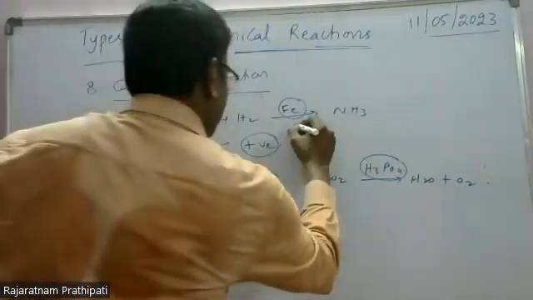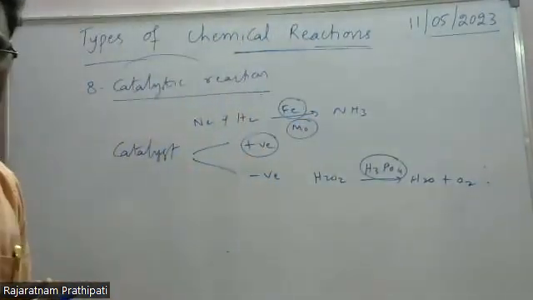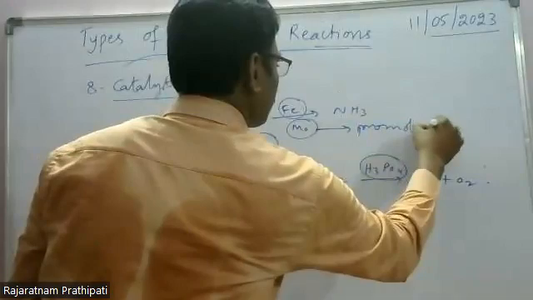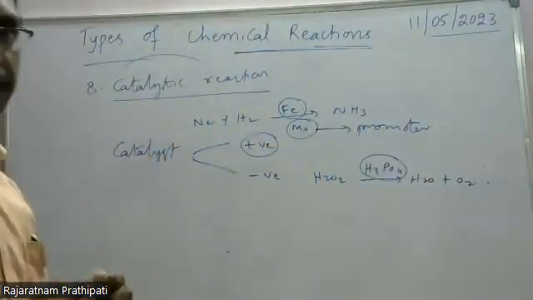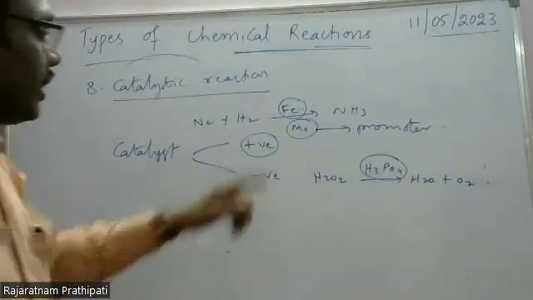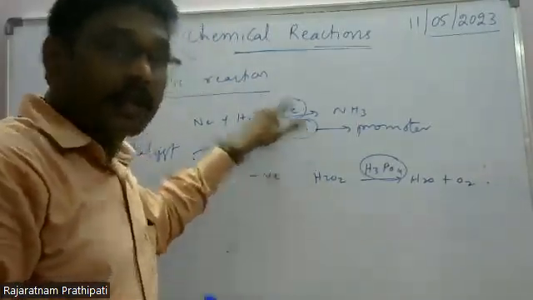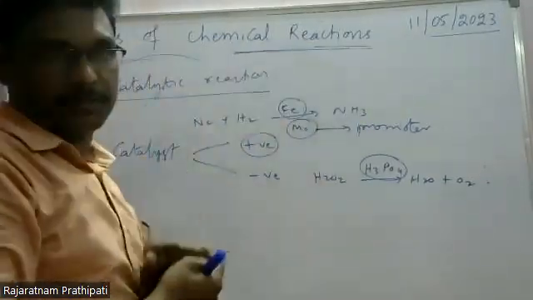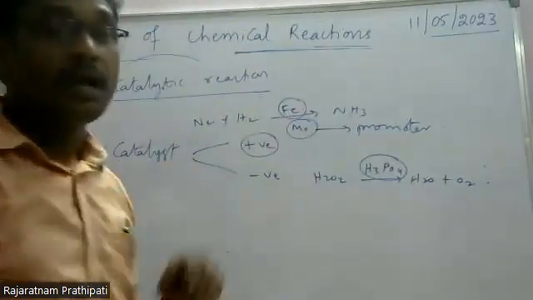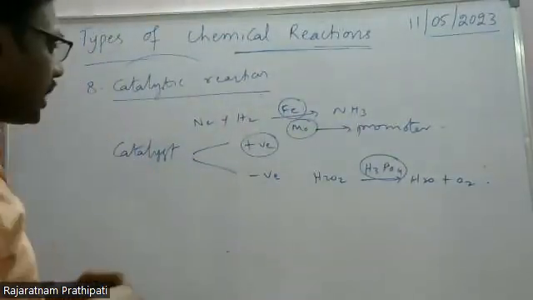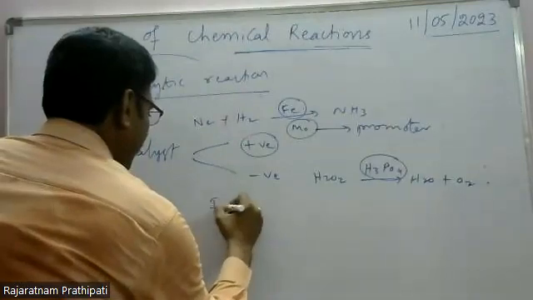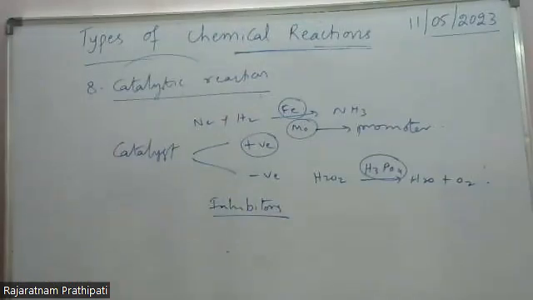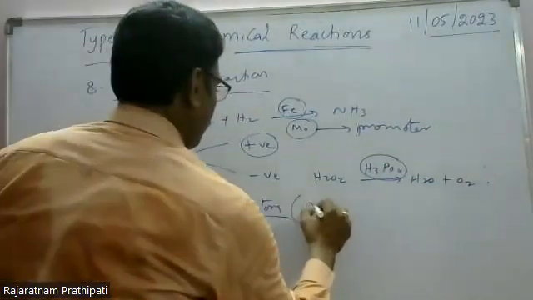Here, there are some more substances. Look at molybdenum. Molybdenum acts as a promoter. It is not a catalyst, but it enhances the catalyst activity, boosting the activity of the catalyst. These substances are called promoters. And there are some more substances called inhibitors. Inhibitors are poisons.